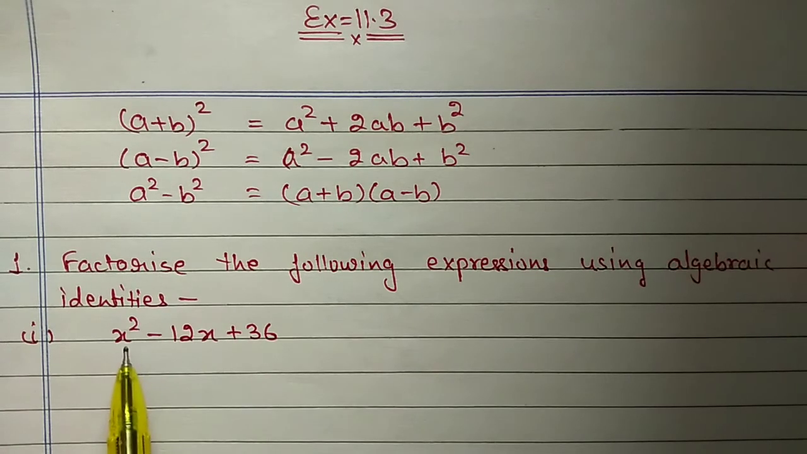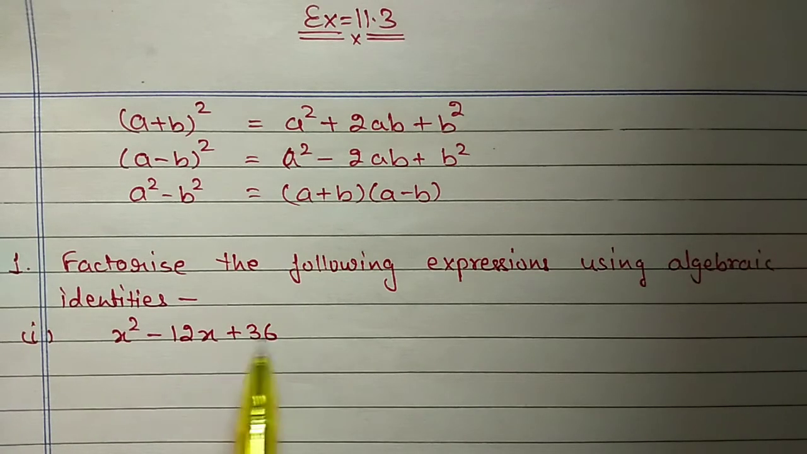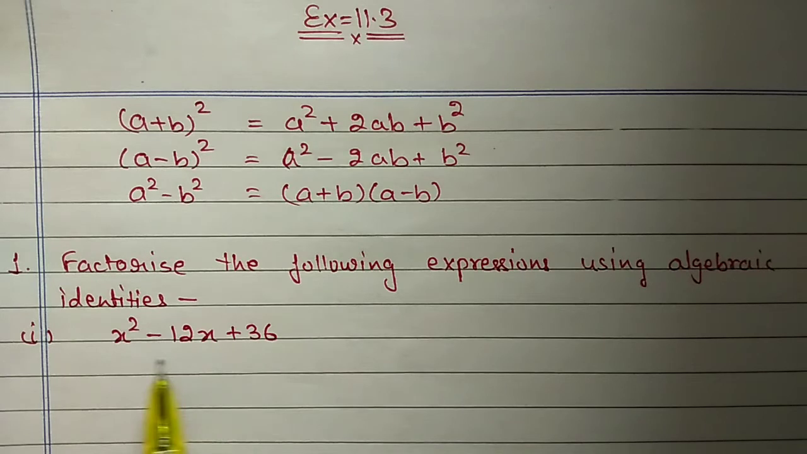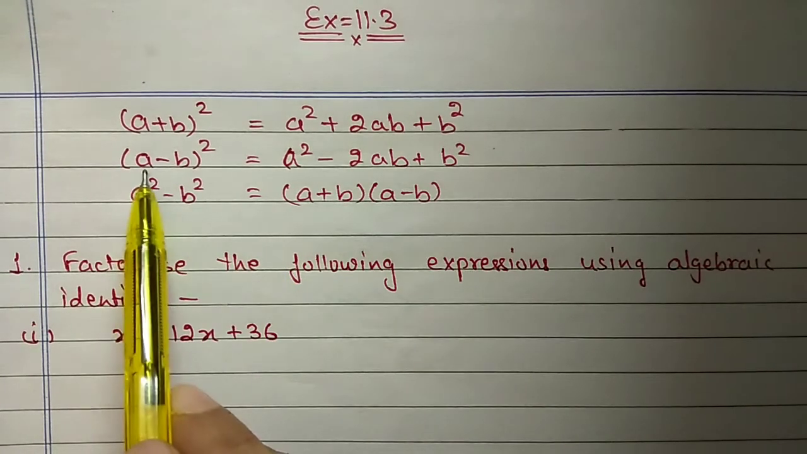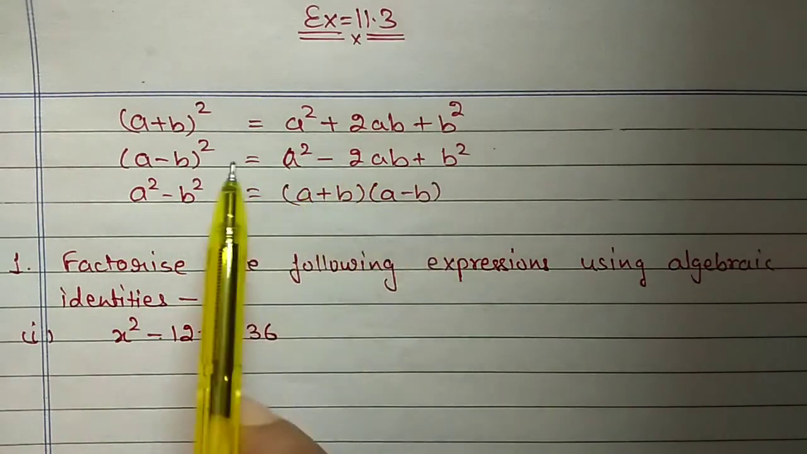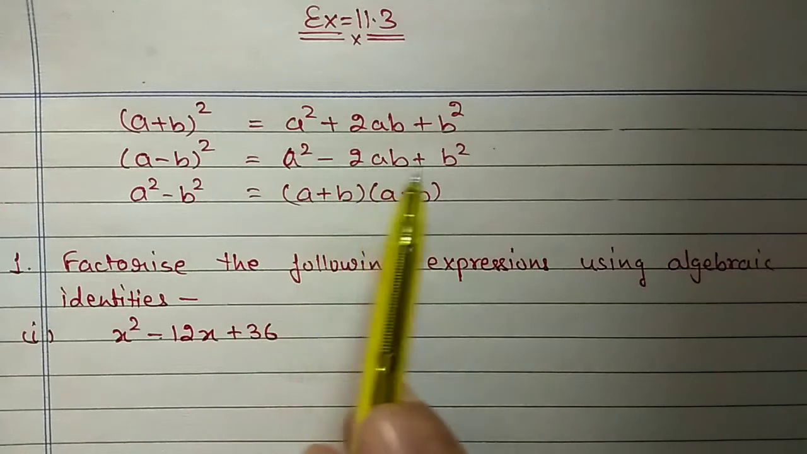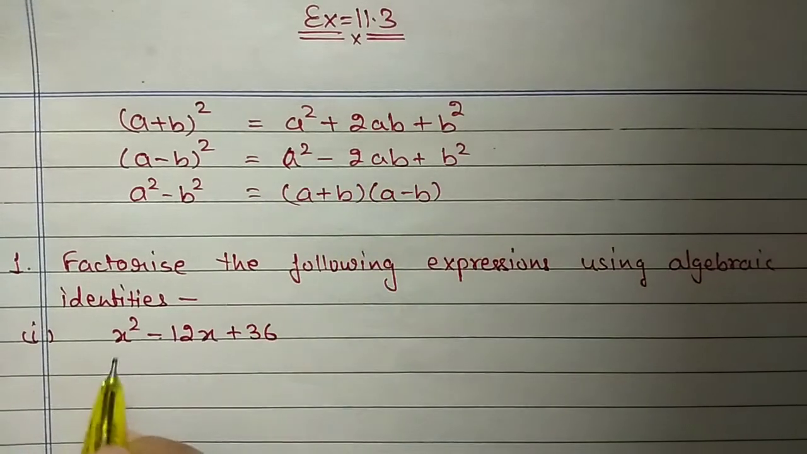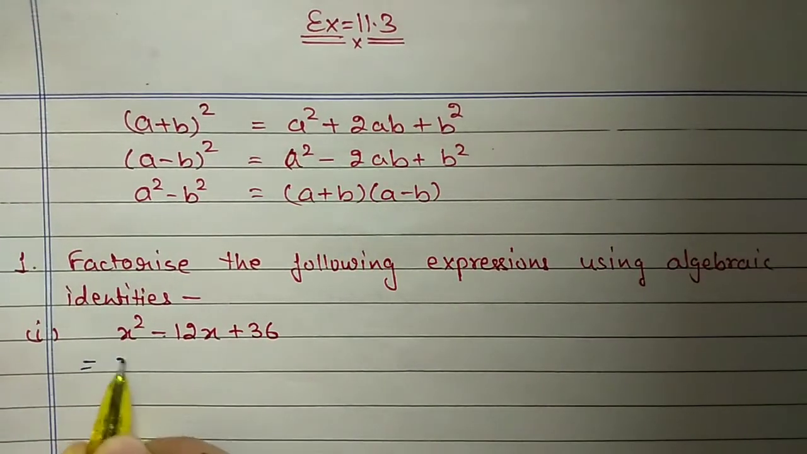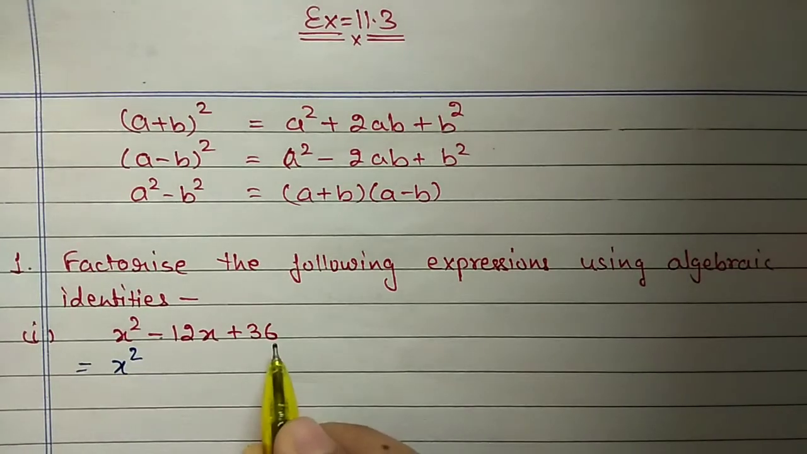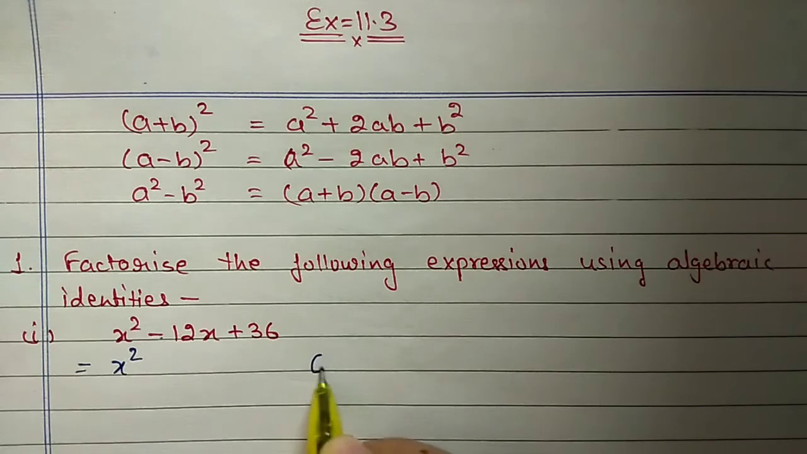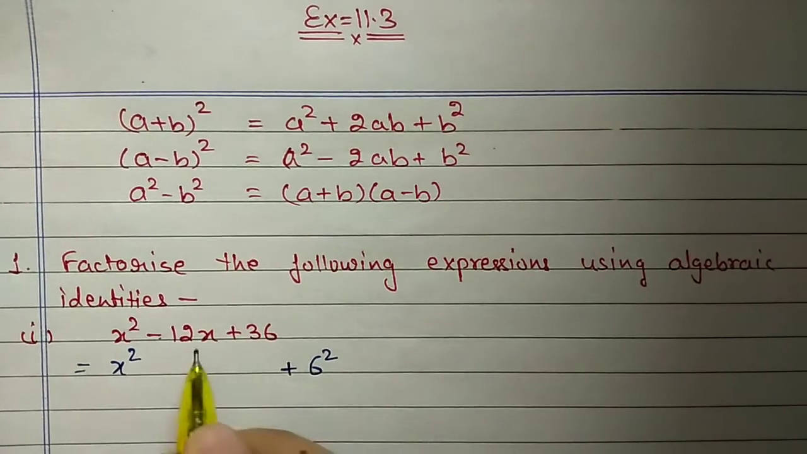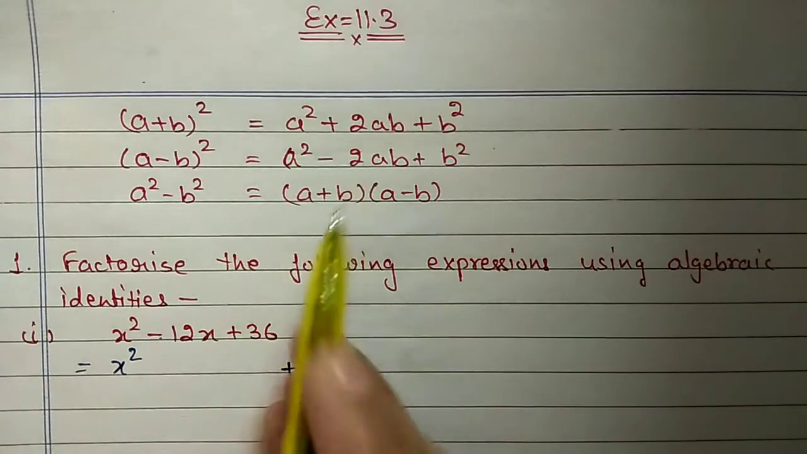So first is given x square minus 12x plus 36. You can see here three terms are there and one term is having a minus symbol. So it means we have to compare with the second one, (a minus b) whole square. So this right side we will compare. This first is x square, and this last one is 36. So this 36 we can write as 6 square, and the middle one we will split like 2ab.